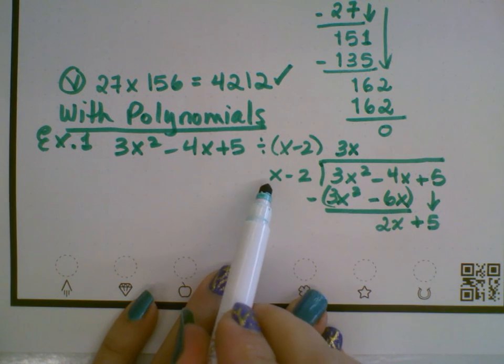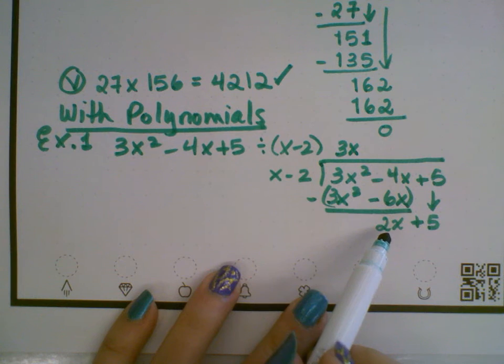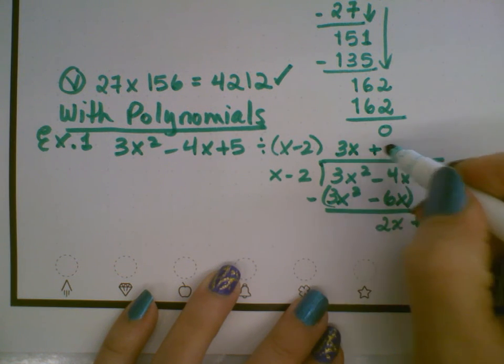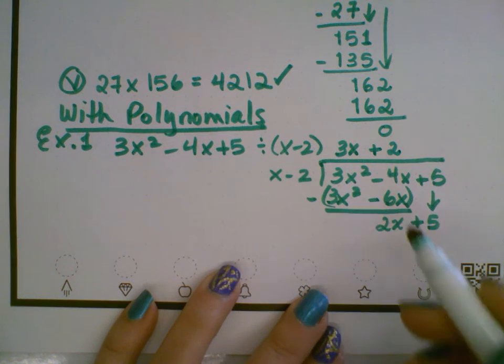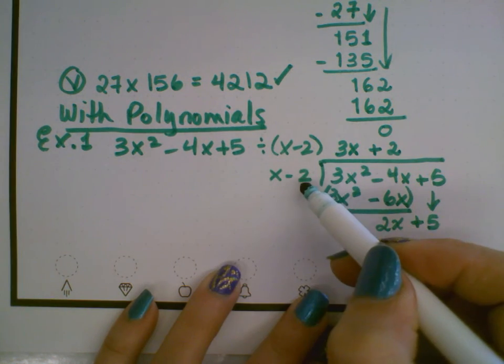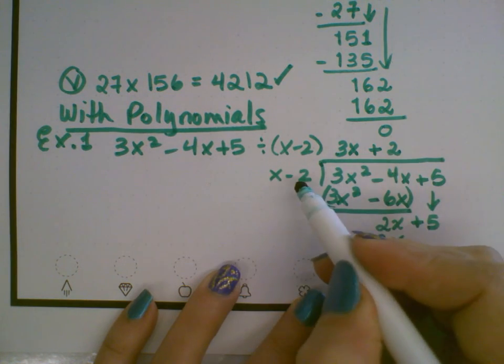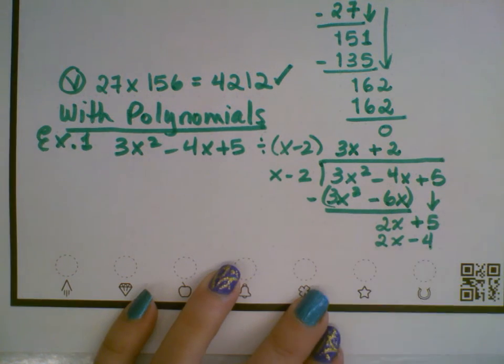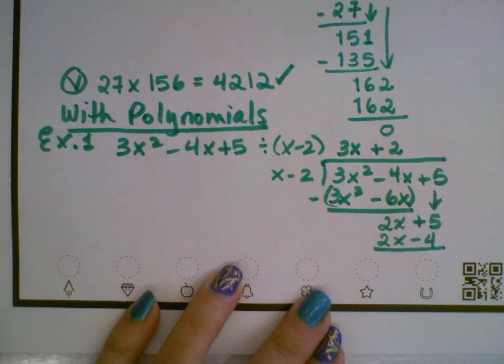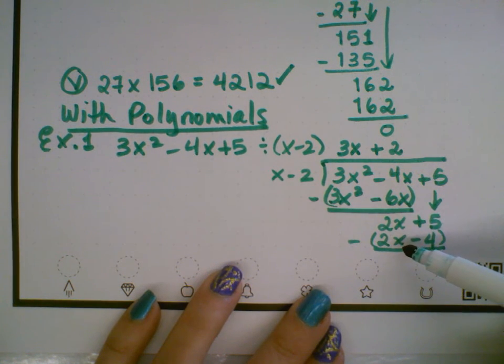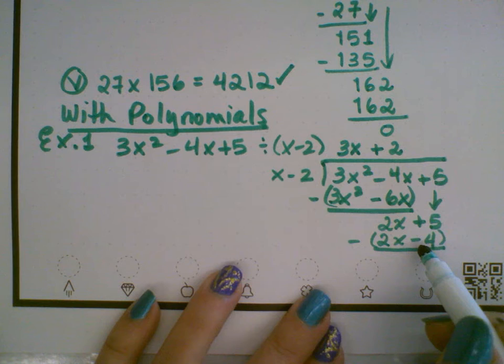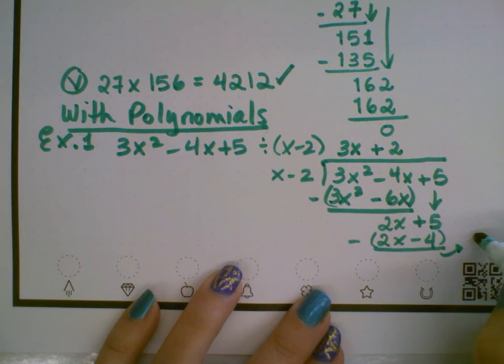Okay, so now I look again. x times what is 2x? Well, it's times 2. I'm going to write a 2 up here. Now multiply that 2 into both pieces of this binomial. So 2 times x, that's 2x. 2 times negative 2 is negative 4. Draw a line underneath. We're going to be doing a subtraction. So the 2x and the 2x eliminate each other, they're opposites. 5 subtract negative 4 is 9. So that's my remainder.